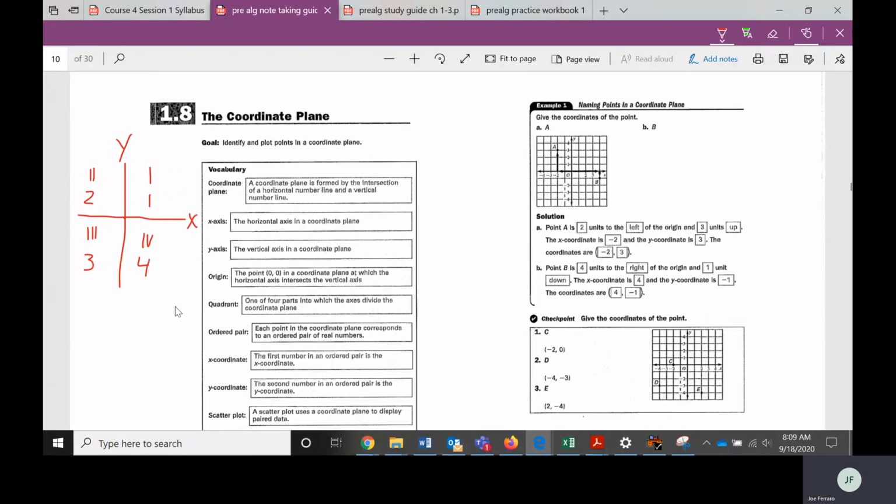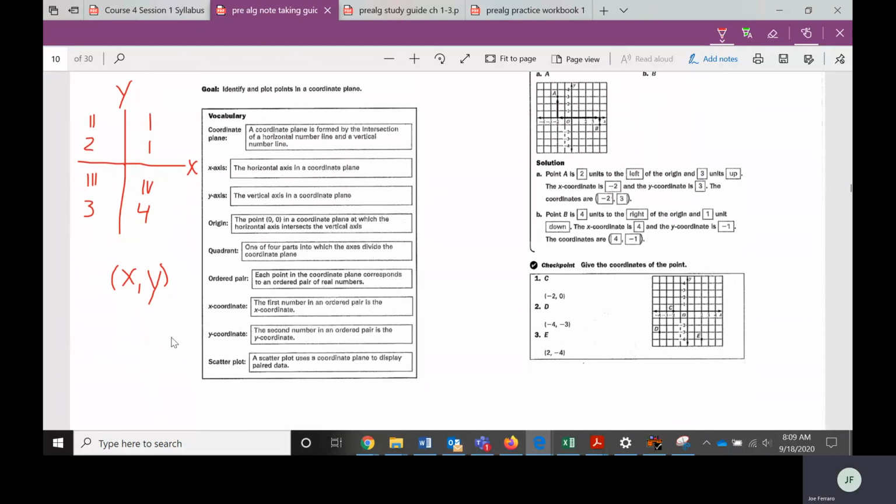An ordered pair is how we label the points. Most of you have seen points, but they're going to be in parentheses, separated by a comma. The first number is how far you move in the x direction, so left and right. The second number is how far you go in the y direction, so up and down. We'll go over a bunch of examples of that. So this would also be called the x-coordinate, and this would be called the y-coordinate. And then we'll talk about a scatter plot in a second here.